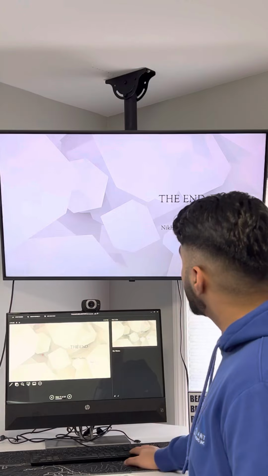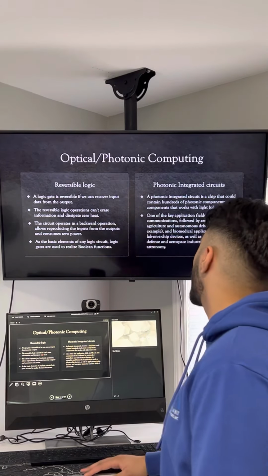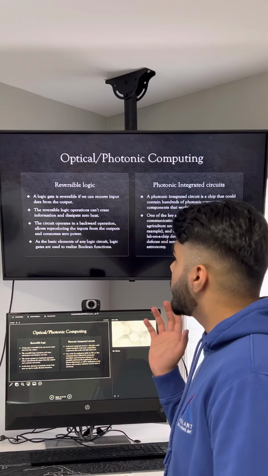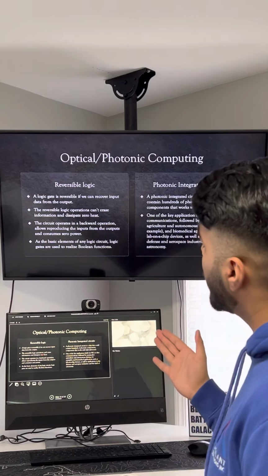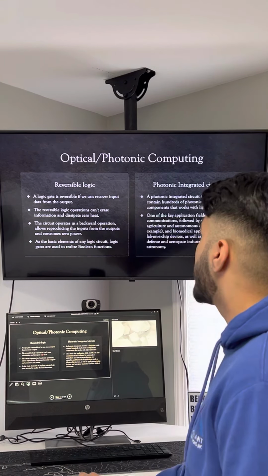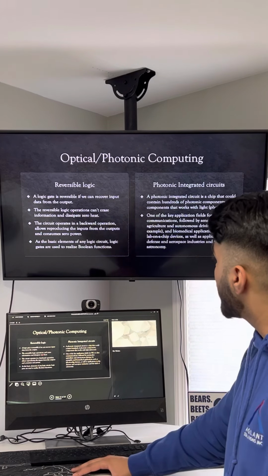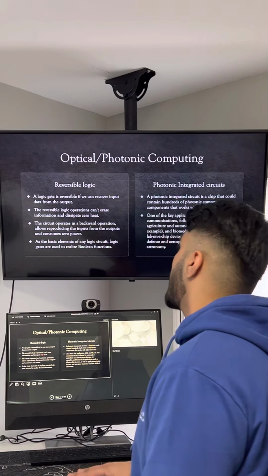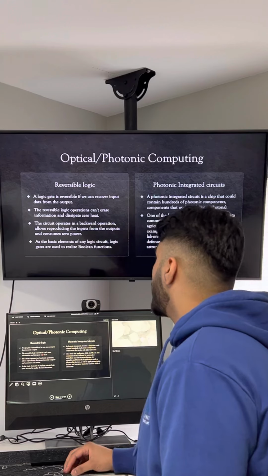All right, the next two topics are reversible logic and photonic integrated circuits. All right, so a reversible logic gate is a logic gate that is reversible if we can recover input data from the output. It can't erase information and dissipates zero heat. The circuit operates in a backward operation, allowing reproduction of the inputs from outputs and consuming zero power. As the basic elements of logic circuits, logic gates are used to realize Boolean functions.